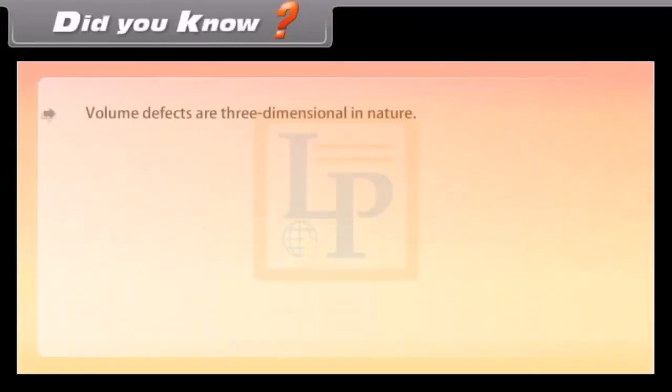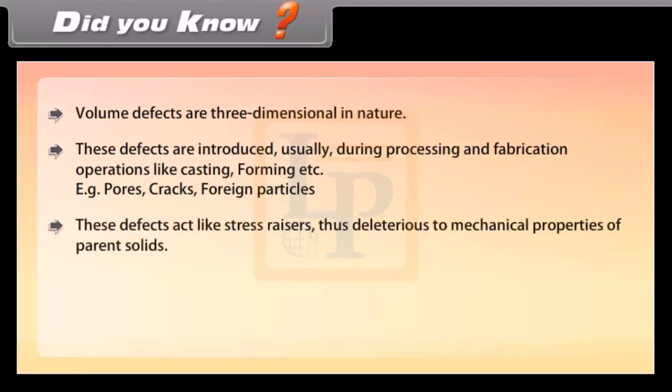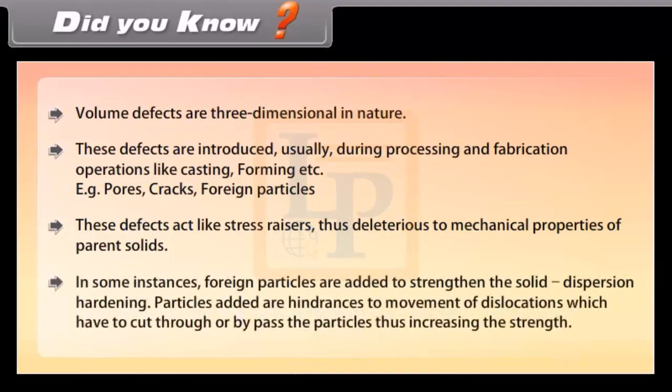Did you know, volume defects are three-dimensional in nature? These defects are introduced usually during processing and fabrication operations like casting, forming, etc. Examples: pores, cracks, foreign particles. These defects act like stress raisers, thus deleterious to the mechanical properties of parent solids. In some instances, foreign particles are added to strengthen the solid, called dispersion hardening. Particles added are hindrances to the movement of dislocations, which have to cut through or bypass the particles, thus increasing the strength.